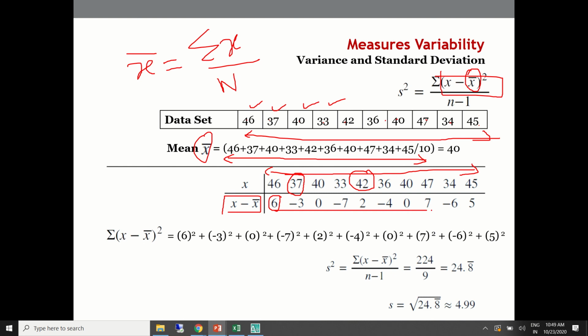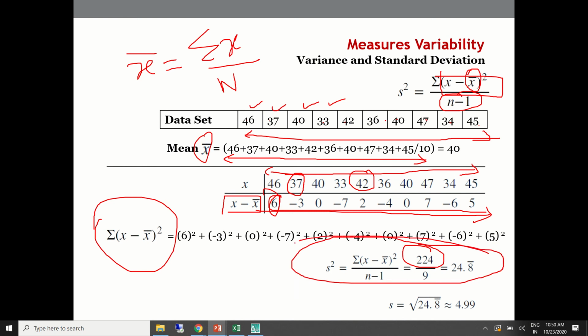And then, using this, we do the summation of the squares of x minus mean value. So you square all of these and do the summation. You get a value, and then divide by n minus 1, where the total number is 10, so 10 minus 1, which gives you the variance value. If you take the square root of that, we get the standard deviation.